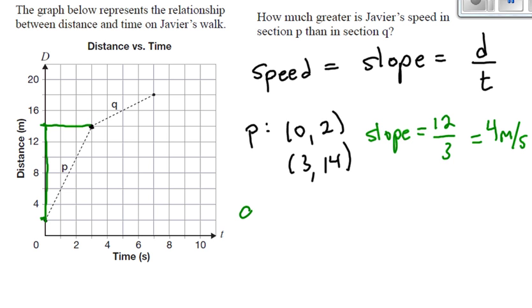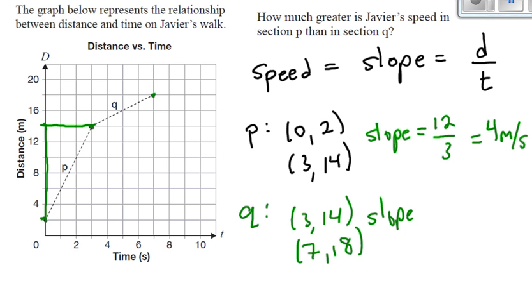So let's look at Q. So Q starts at the point (3, 14), continues until this point, which is (7, 18). So again, either using the slope formula or by doing rise over run on the graph, find the slope. So the slope would be rise 4, run 4. So 4 over 4, that gives me a slope of 1 meter per second.